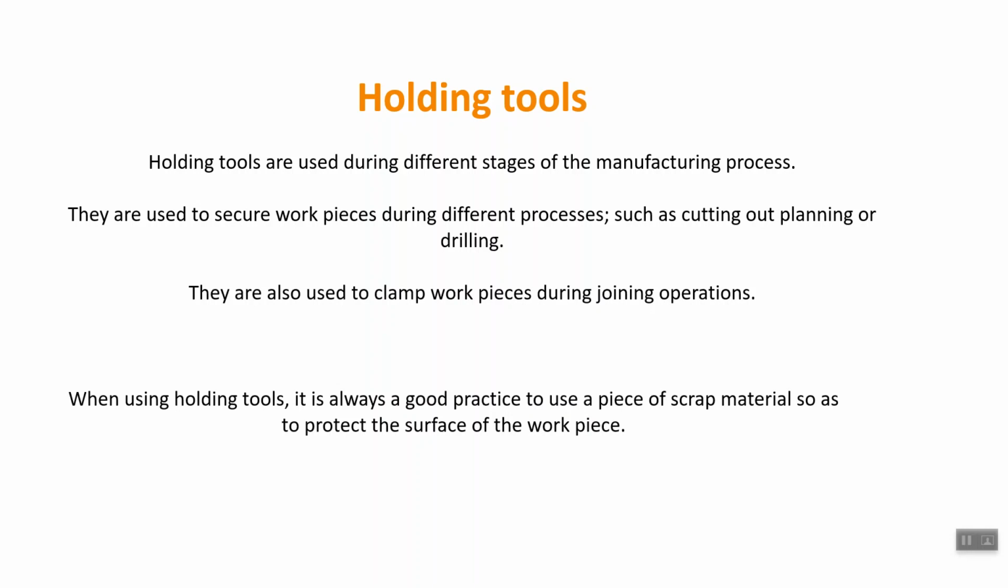When using holding tools, it is always good practice to use a piece of scrap material so as to protect the surface of the workpiece. The jaws of the holding tools often exert very high pressure. It can indent or damage the material. So to avoid this damage when holding it, we use a scrap material. It may be a piece of wood or other materials which we're throwing away. We put it between the jaws and the material, and when we squeeze it, it doesn't damage the material we're working with. So it is called scrap material.